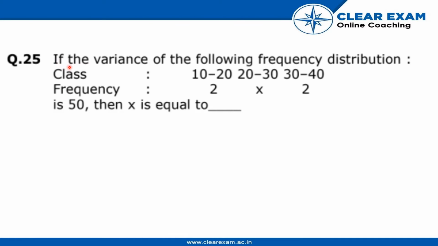So the question is: if the variance of the following frequency distribution, where the frequency of class 10 to 20 is 2, 20 to 30 is x, and 30 to 40 is 2, is 50, we have to find the value of x. Now let's move to the solution.